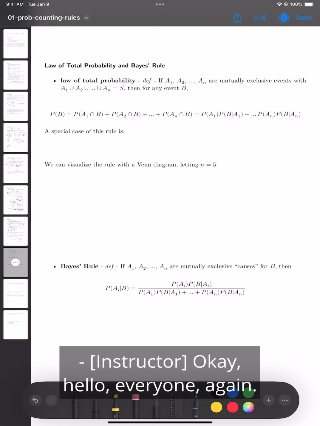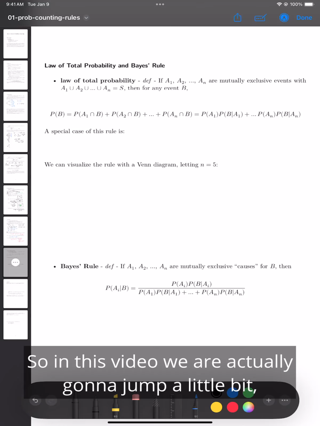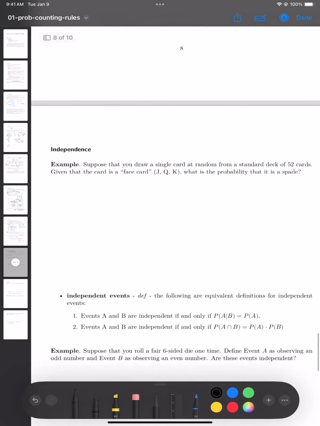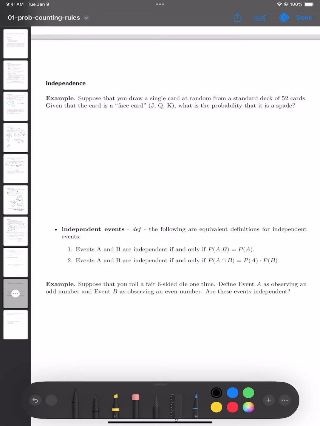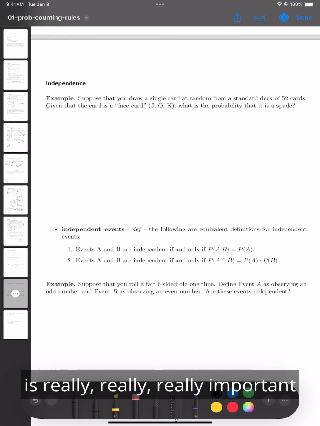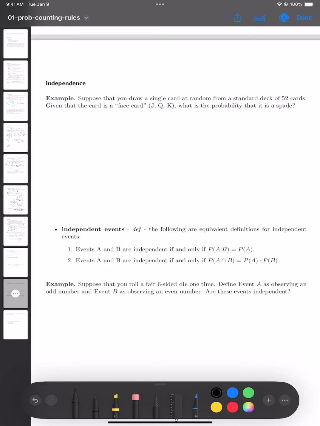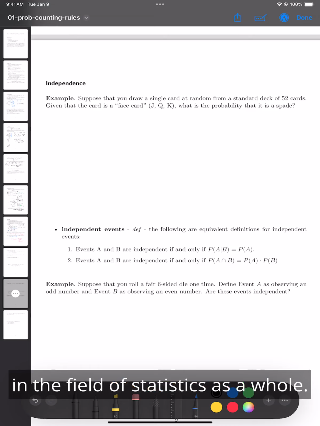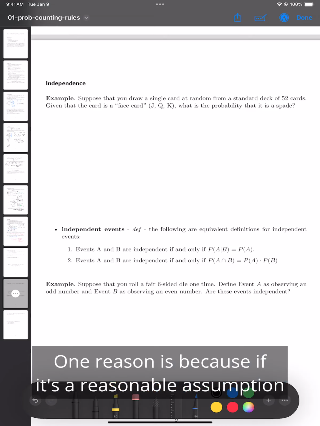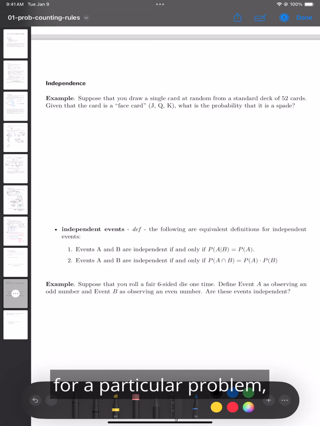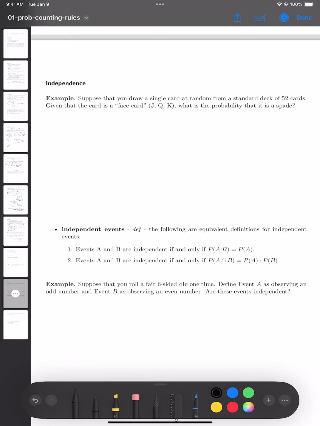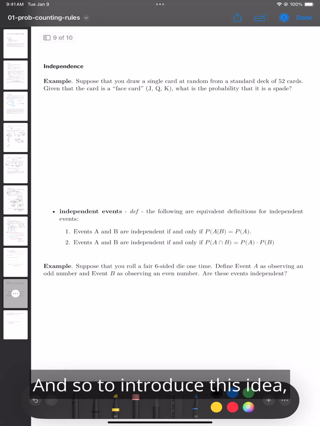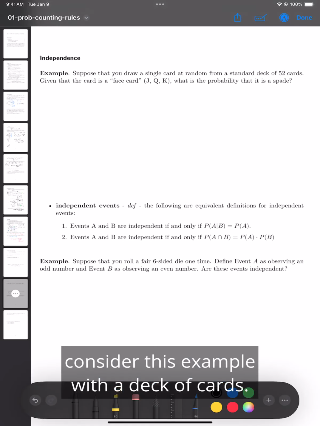Okay, hello everyone again. So in this video, we are actually going to jump a little bit and talk about the concept of independence. The concept of independence is really important in the field of statistics as a whole. One reason is because if it's a reasonable assumption for a particular problem, it can simplify that problem quite a bit. And so to introduce this idea, consider this example with a deck of cards.